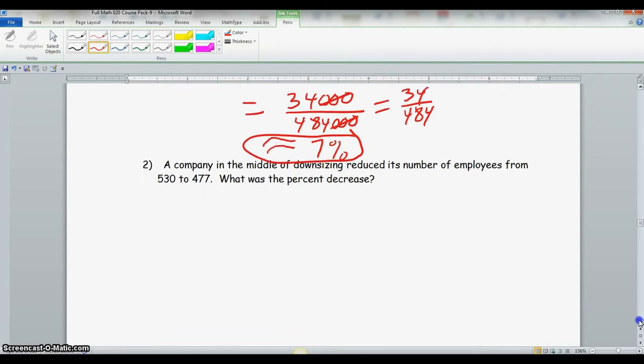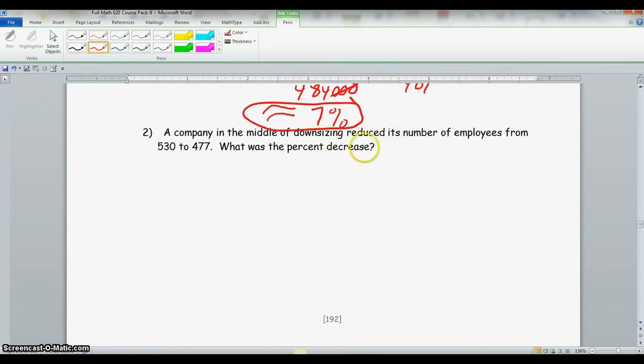Now we have number 2. A company in the middle of downsizing reduced its number of employees from 530 to 477. What was the percent of decrease? So I put POD, which is percent of decrease. We take the larger number minus the smaller number divided by the original number.